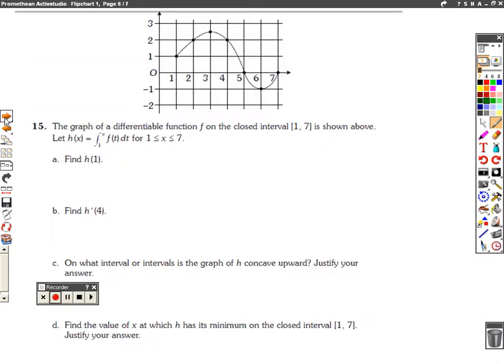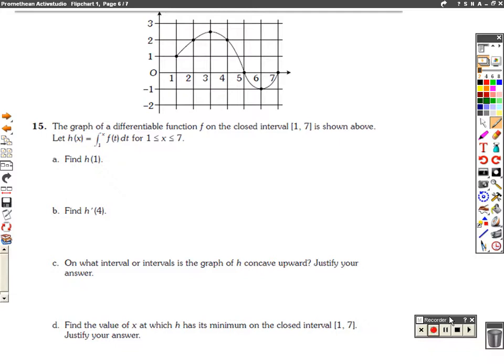All right, moving on to 15, our final question. This is one of those fundamental theorem ones that we had looked at before. The graph of differentiable function f on the closed interval from 1 to 7. In fact, this is very similar, if not the same question that we did in class.